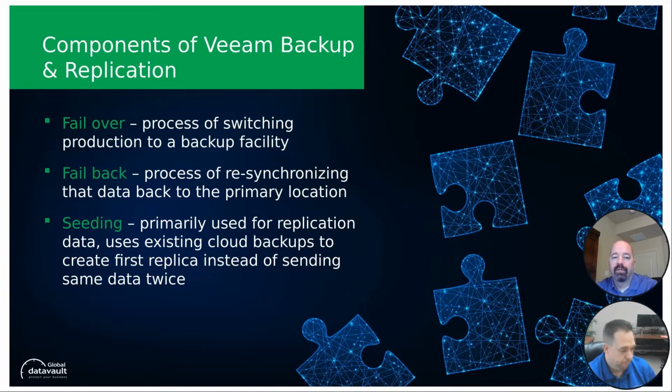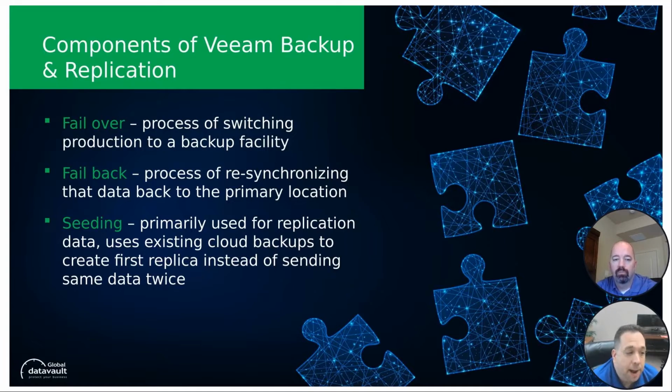What you're saying is, with replication, if the virtual machine still exists, then we're only going to send the changes back that have happened since the failover. And if it doesn't, it's smart enough to know, and it'll just create a whole new VM. That is correct. The seeding portion is actually normally what we primarily use for replication data.